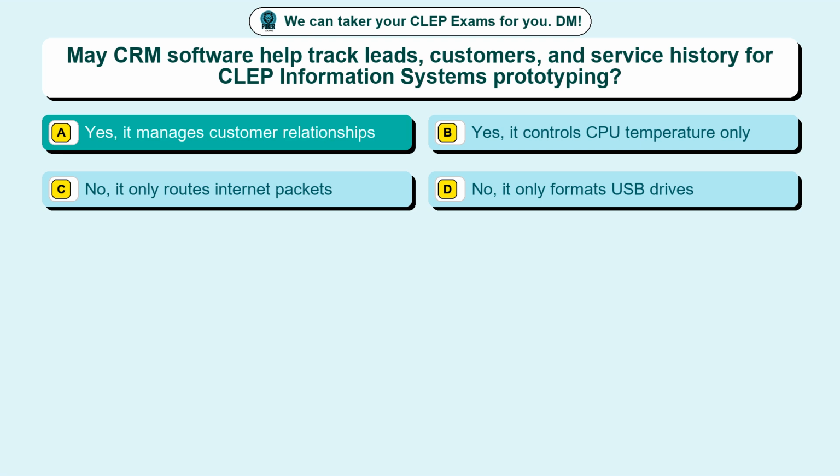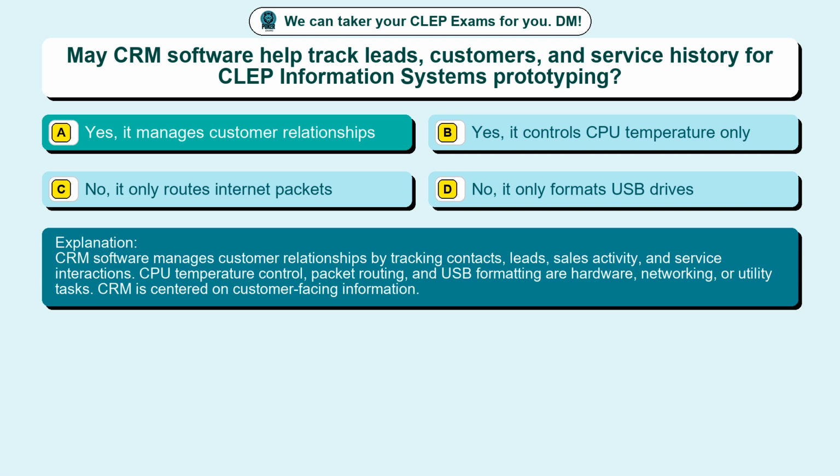The correct answer is option A. Yes, it manages customer relationships. CRM software manages customer relationships by tracking contacts, leads, sales activity, and service interactions. CPU temperature control, packet routing, and USB formatting are hardware, networking, or utility tasks. CRM is centered on customer-facing information.